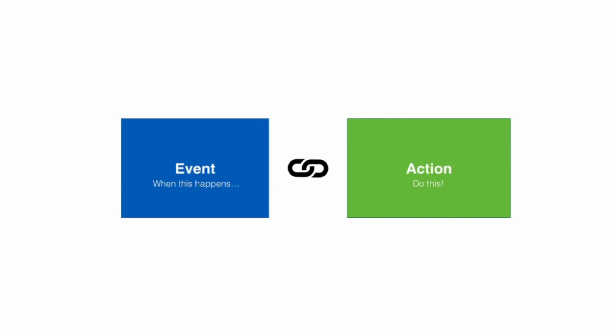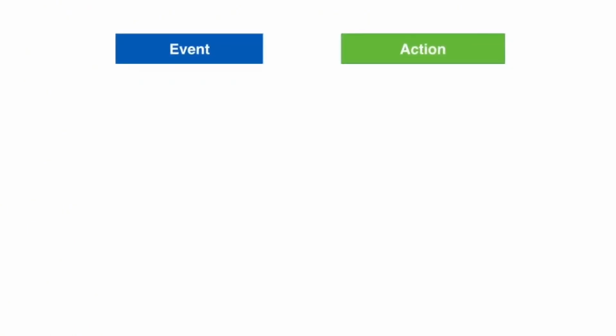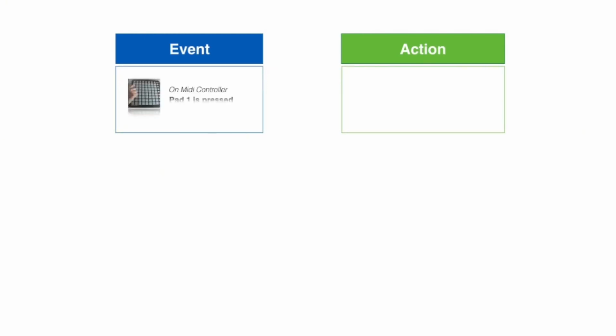start playback in Ableton. To do this, you would add a reaction in your script, where the event is pad 1 being pressed on your MIDI controller, and the action is to start playback in Ableton Live. This is an action and event connection from the MIDI controller to Ableton Live. The Ableton action is performed in reaction to the MIDI controller event happening.